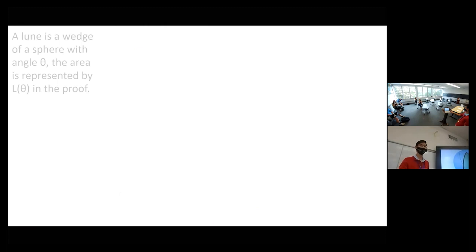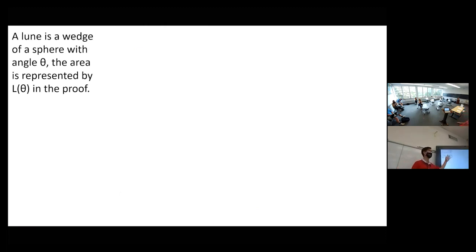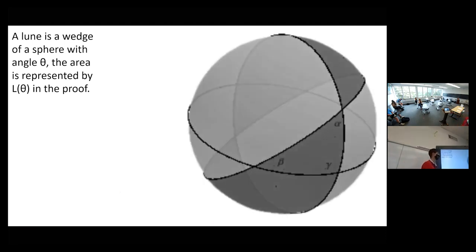But in this proof, we're going to define a lune as a wedge of a sphere with angle theta, and the area is represented by L theta. Next, we're going to take a look at the picture for the proof. And this has a spherical triangle on it. And we're going to point a few things out before we get into the equations. First of all, and this is obvious, we have a sphere, so we know we're working with elliptic geometry and that this is a spherical triangle. The spherical triangle has 3 angles, alpha, beta, and gamma.